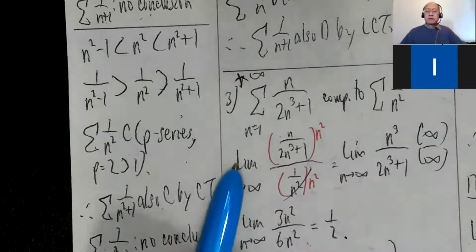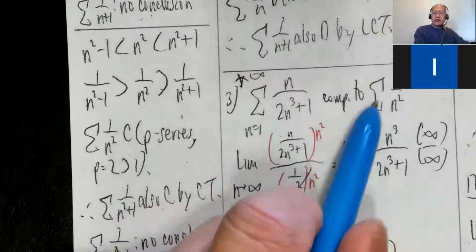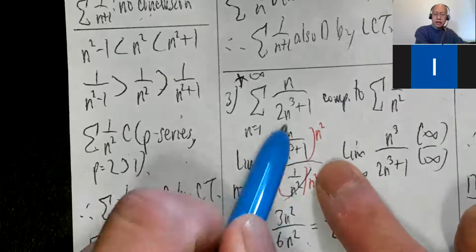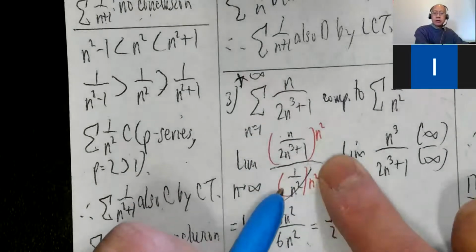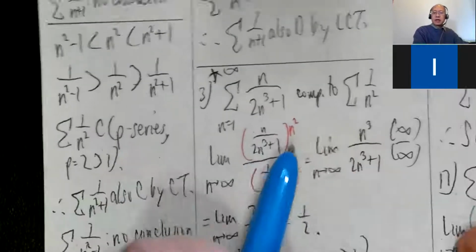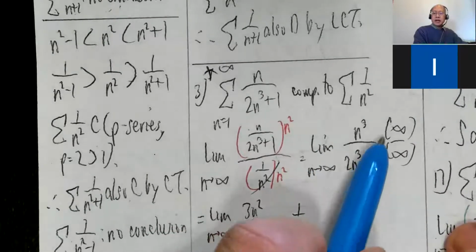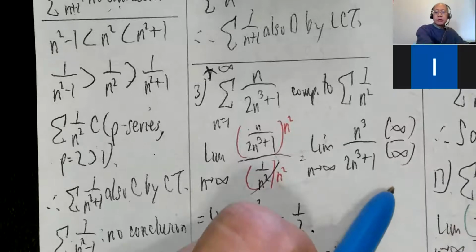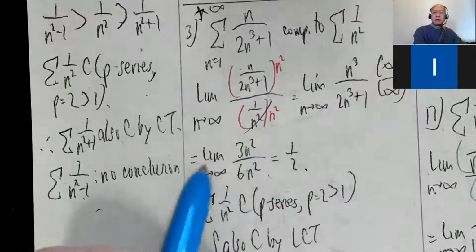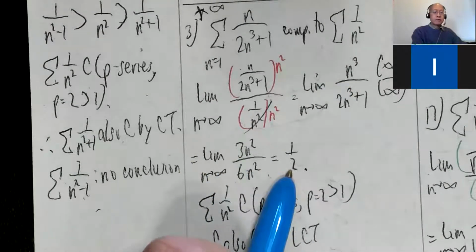Now, you actually have to prove it. So limit n approaching infinity. I take this one divided by this one, n over 2n cubed plus 1 divided by 1 over n squared. You could put this on top of that. That also works. Multiply top and bottom by n squared to cancel that out. That gives me limit n approaching infinity of n cubed over 2n cubed plus 1. That's infinity over infinity. Therefore, L'Hopital's rule applies. Take the derivative of the top, derivative of the bottom. Limit n approaching infinity of 3n squared over 6n squared. That's 1/2.